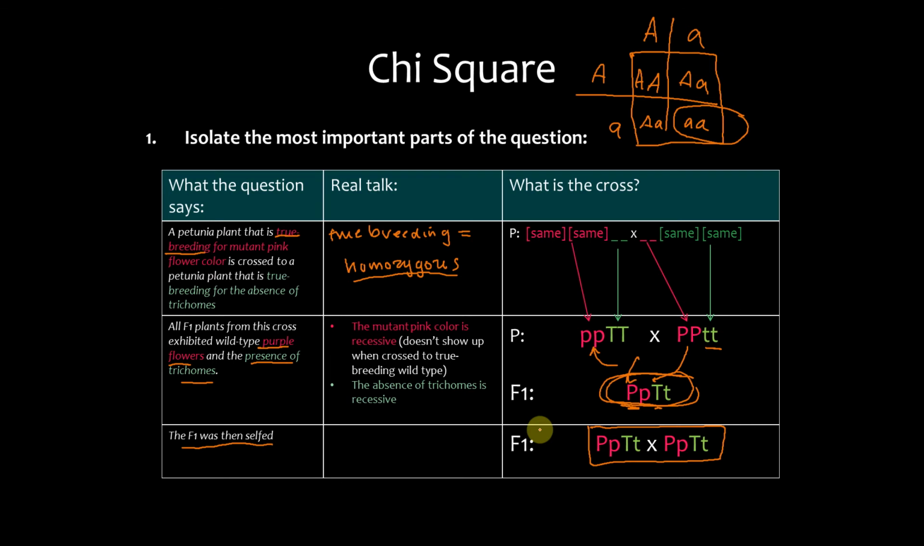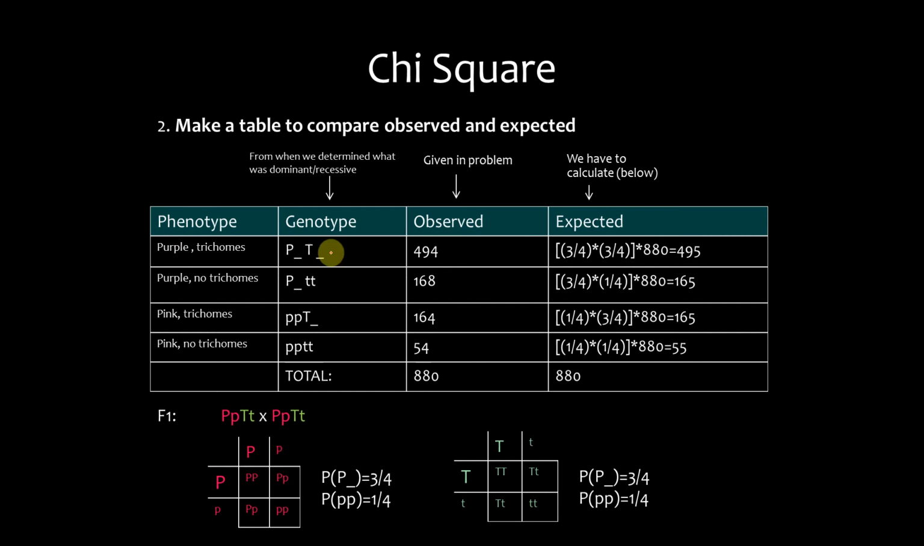Honestly, this is the most challenging part of the question, to actually figure out what it's talking about. Okay. Next thing, we're going to make a table to compare the observed and the expected. So here's the phenotype. This was given in the question, or this was determined from the question. Here's the genotype of the F1. So we're looking at the F1 generation. Here's the genotype of all the progeny, and here are the observed.